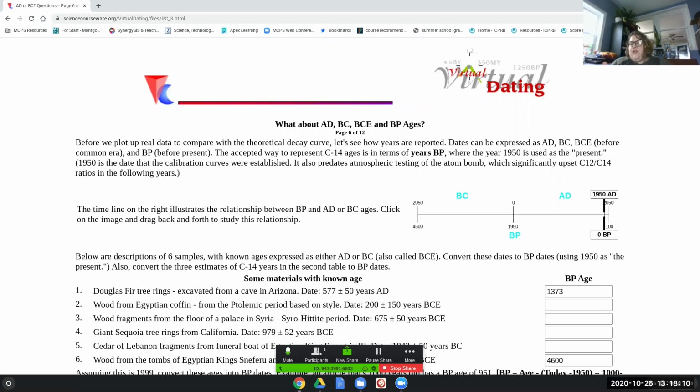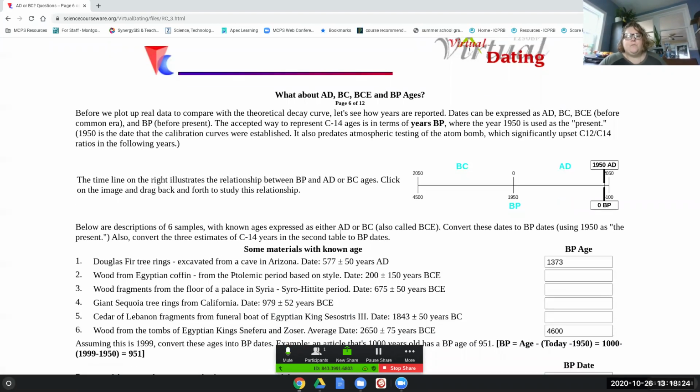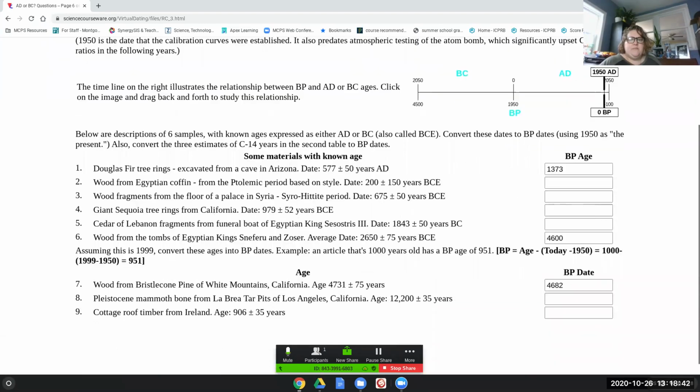Click on the image and draw it back and forth to study this relationship. Below are descriptions of 6 samples with known ages expressed as either AD or BC, also called BCE. Convert these dates to BP dates using 1950 as the present. Also convert the 3 estimates of carbon-14 years in the second table to BP dates. Here's the second table.